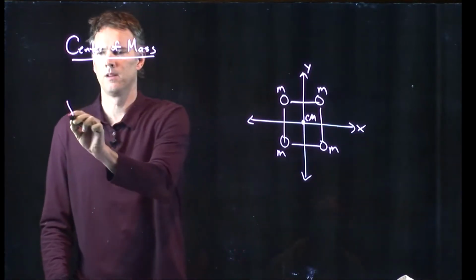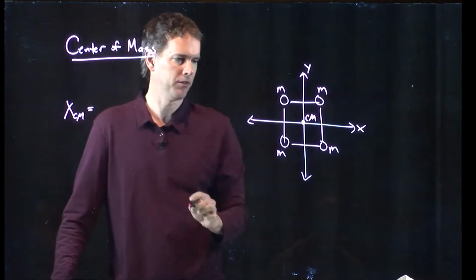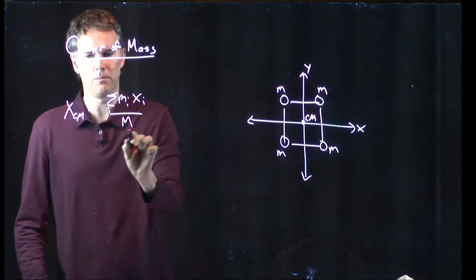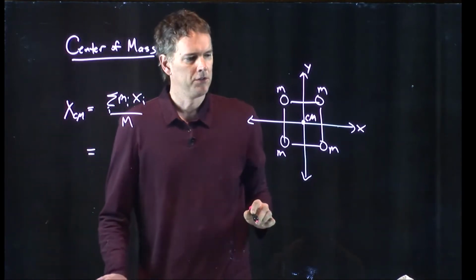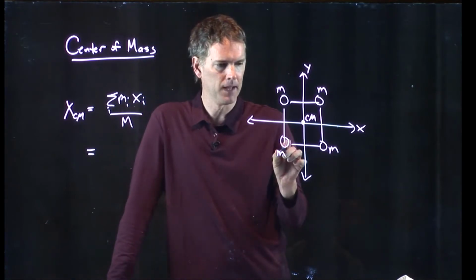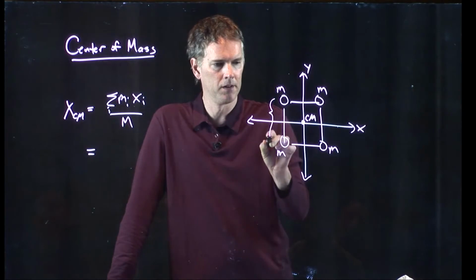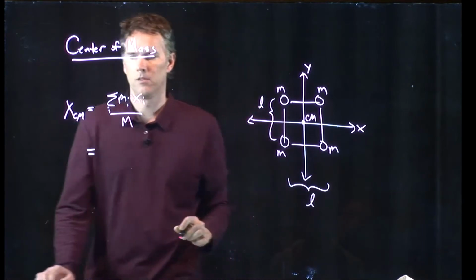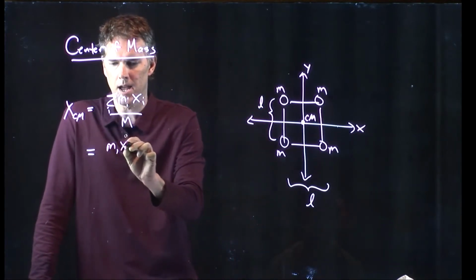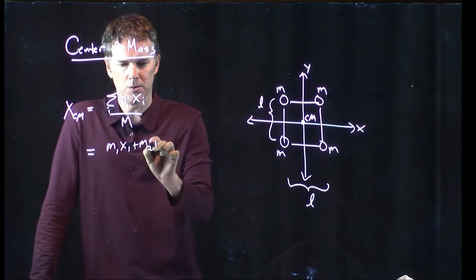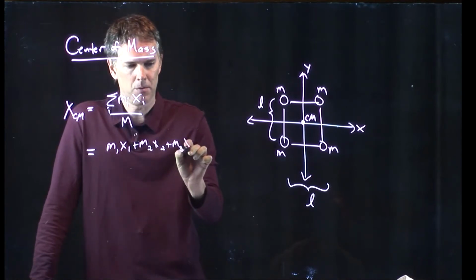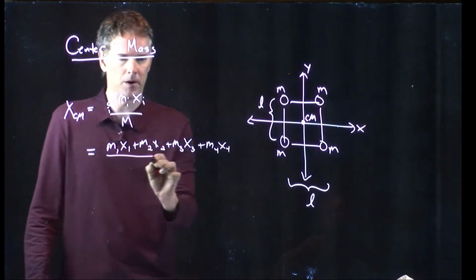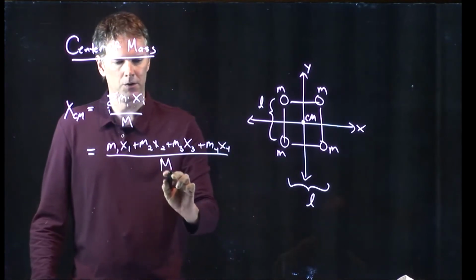Here's our object. We said that the x position of the center of mass is the sum of m sub i, x sub i, divided by the total mass of the system. So, let's just start from right here. And let's say that each side of this square is L. So we're going to have m1 x1 plus m2 x2 plus m3 x3 plus m4 x4. We have 4 particles, and we're going to divide by the total mass.